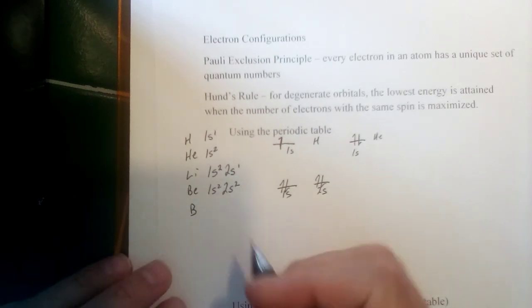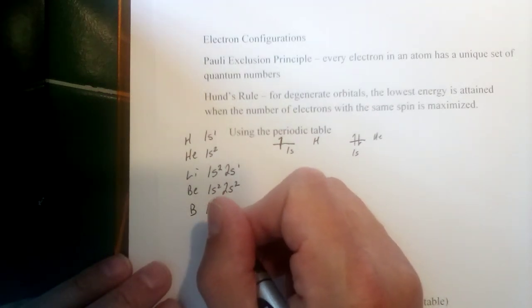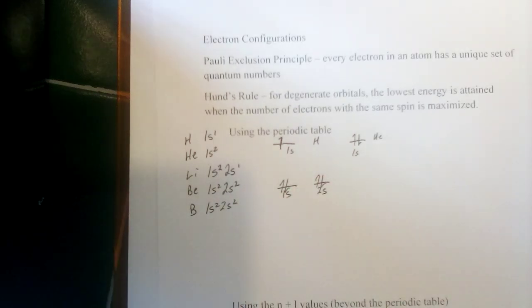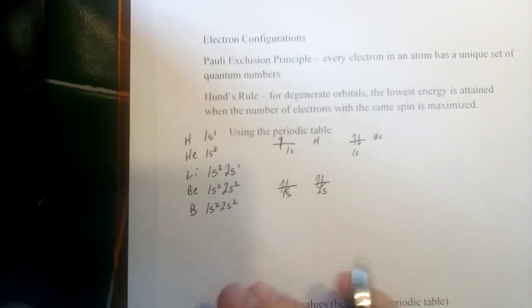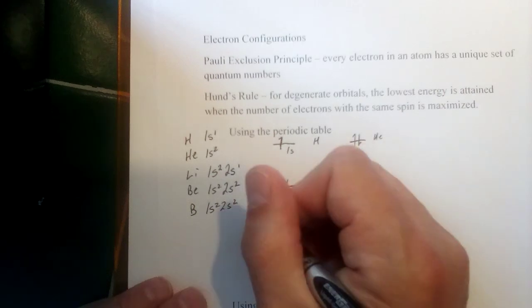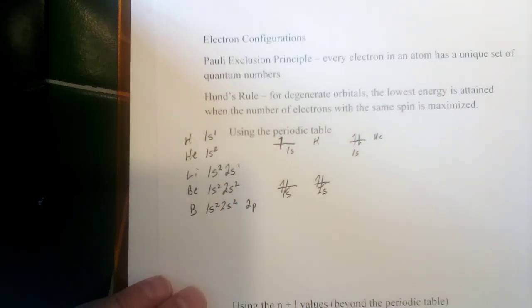Now, for boron, the first 4 electrons are exactly the same as they were for beryllium, 1s2, 2s2, but that second electron into the 2s filled it up. What comes after 2s? Well, there's a second sublevel within the second energy level, and that is the 2p. So the fifth electron that would come along with boron goes into the 2p sublevel. Okay? Now, the 2p's are going to be interesting.